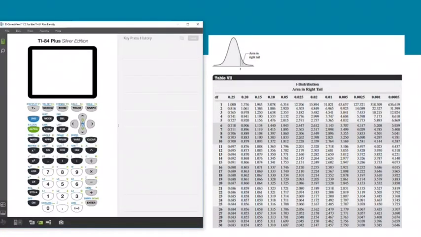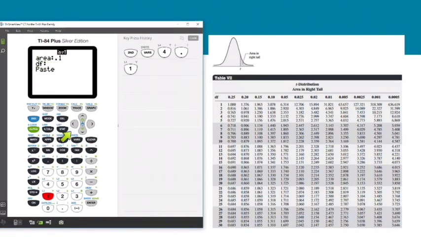Now for the new operating system. And of course with the new operating system they made it a little more user-friendly. But again, we go to the distribution menu, so second VARS. Again, it's option 4. And this time it actually gives us some hints. So all you have to do is put area 0.1, or if you want the positive, you could put 0.9, but it doesn't matter as long as you know what the sign of the answer should be.